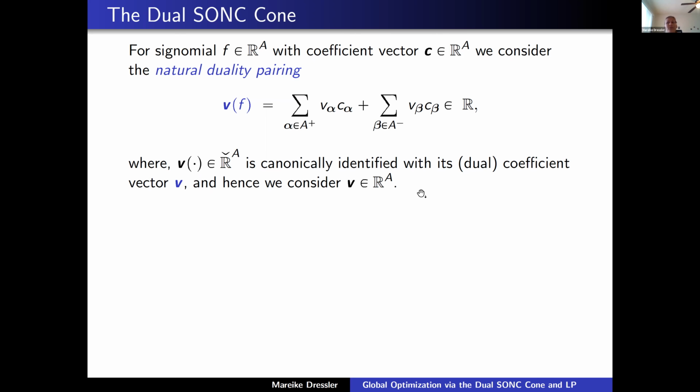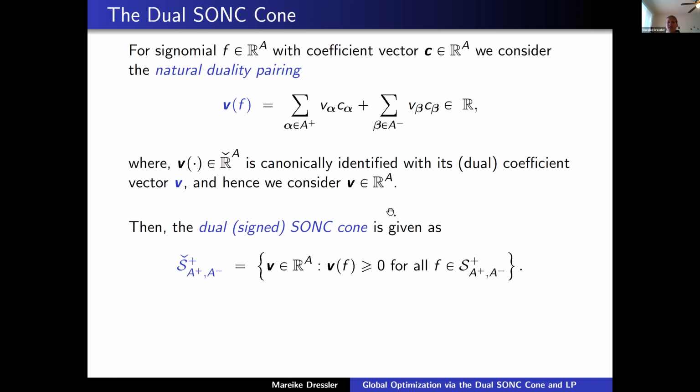Then, just by definition, the dual signed SONC cone is given as follows. So here again, this check now. These are these elements in R to the A for which this natural duality pairing is non-negative for every function living in the primal SONC cone. Yeah? So this is just the definition of a dual cone. In what follows, I often drop this signed and just refer to this cone as a dual SONC cone.